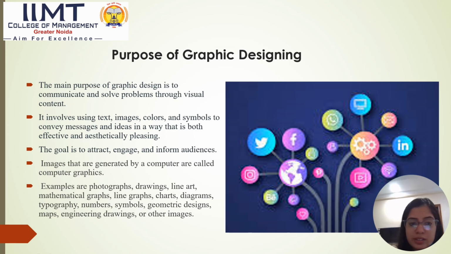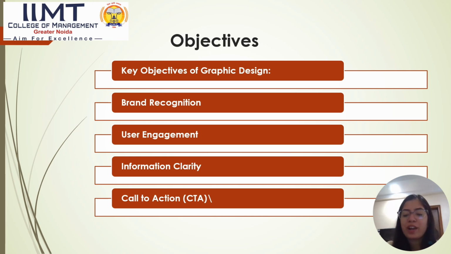So just moving towards, now we will try to understand the key objectives of graphic designing. The first one is of course brand recognition. Brand recognition means it helps to establish a unique and memorable brand identity. And then user engagement. What is user engagement? It's creating a design that attracts and holds the attention of the users.